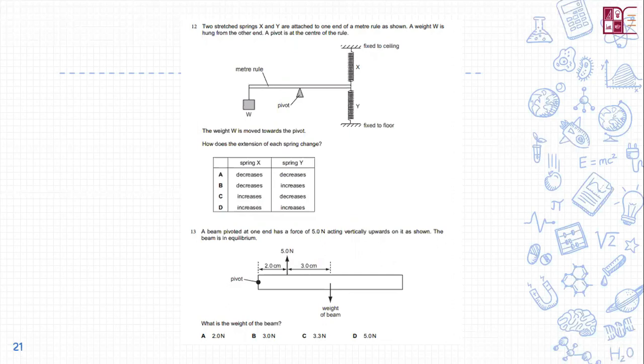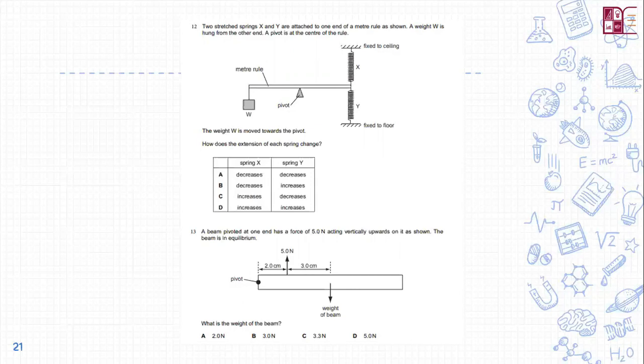So when you're moving it towards the pivot, the anti-clockwise force would decrease. So the X would increase and the Y should also decrease with it for it to be in equilibrium.